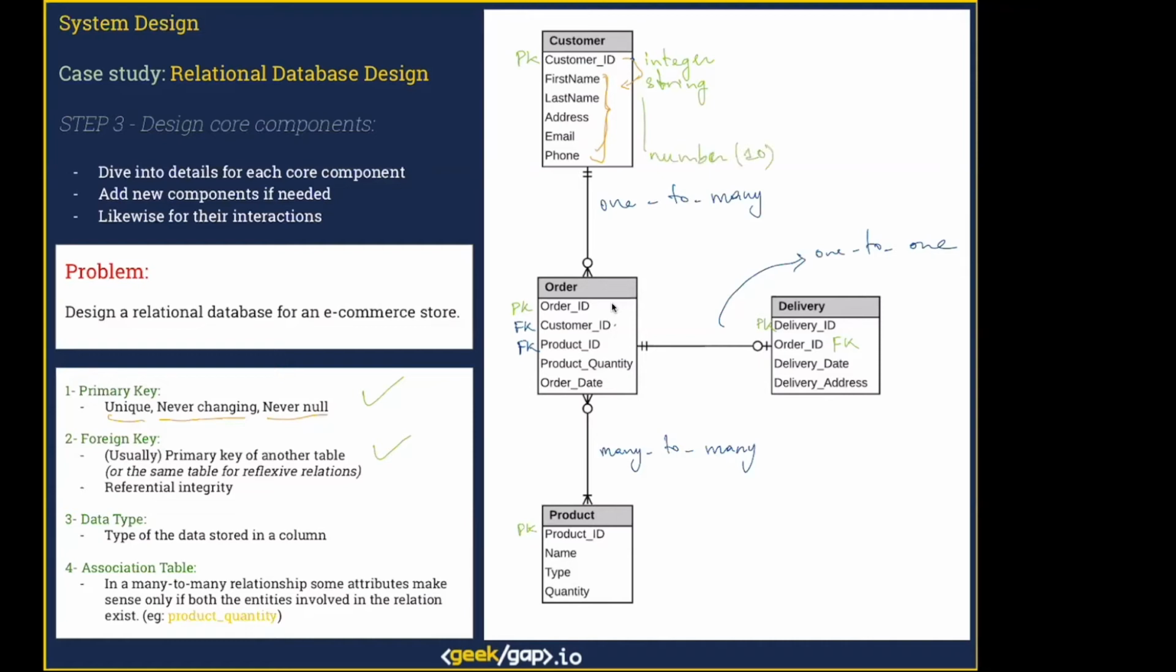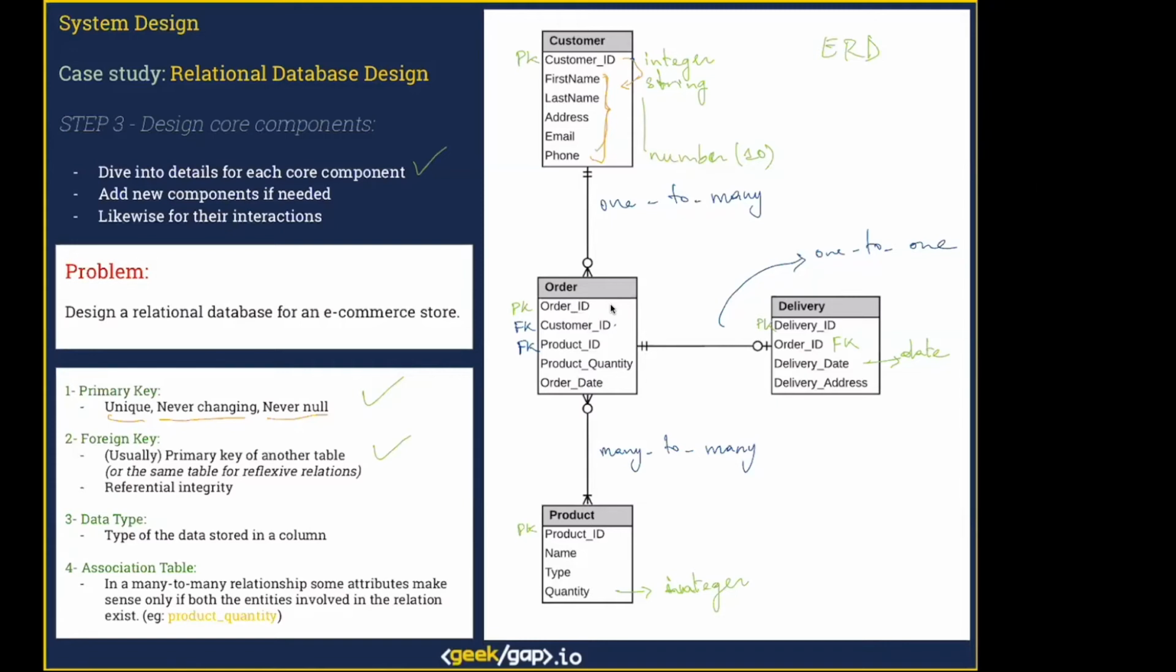For the delivery date, you can say it's a date. For the quantity, you can say it's a number as well. It's an integer, and so on and so forth. And once you do this, you see your ERD is getting more precise. So you deep dive. You dive into the details of each component. That's what we're doing.